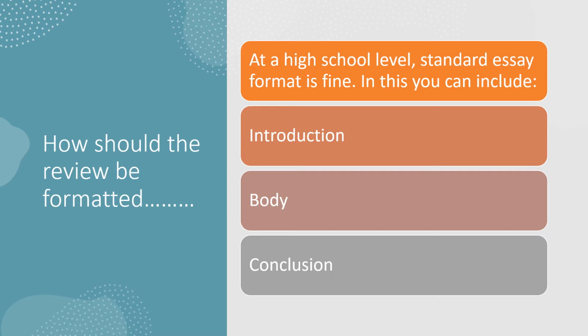The first question you should try and get your head around is how you should actually format your literature review. So it's going to vary depending on what level you are at in your education. So if we're just looking at a high school level, so year 11 and 12, standard essay format is actually fine, especially if it's your first literature review. So the things you can include are just a nice introduction to your topic.